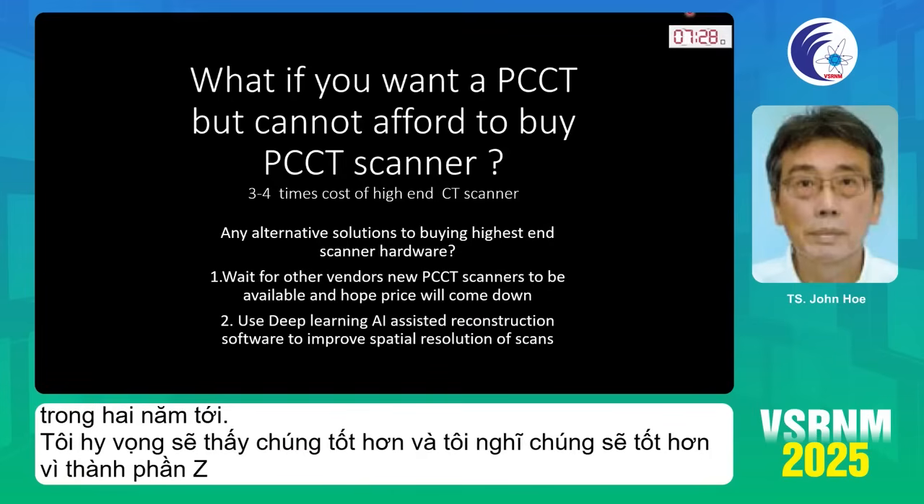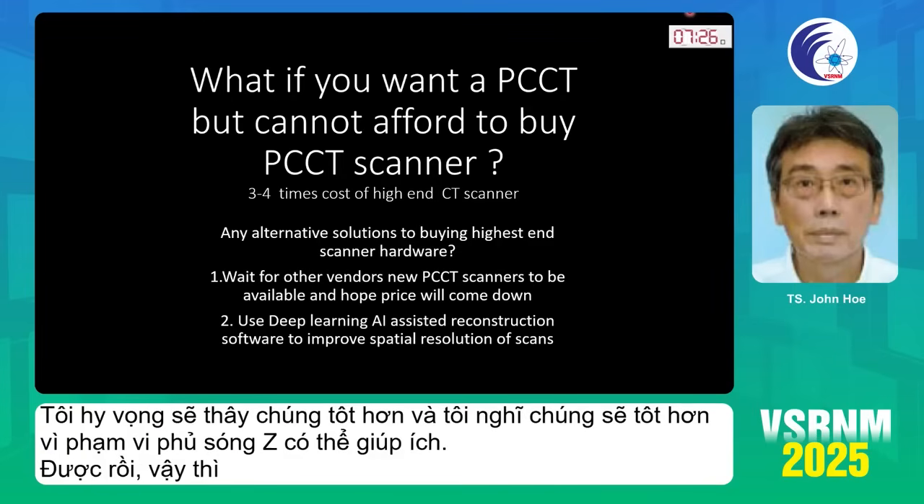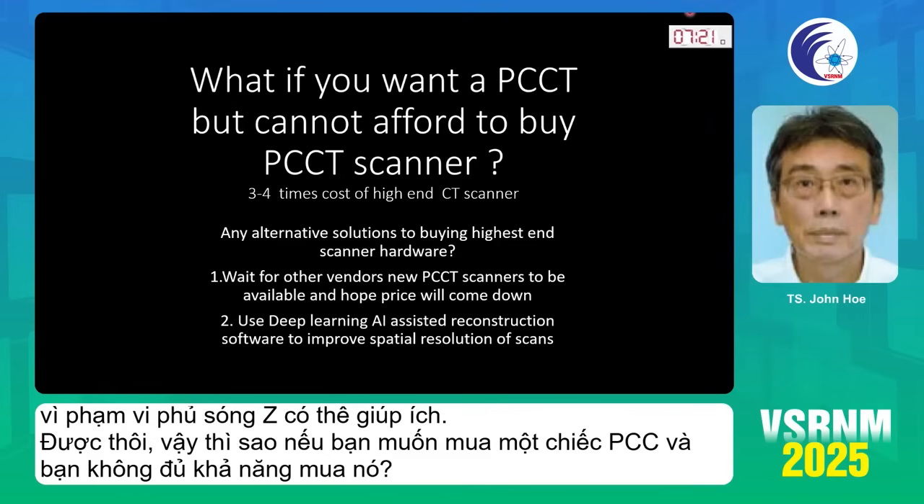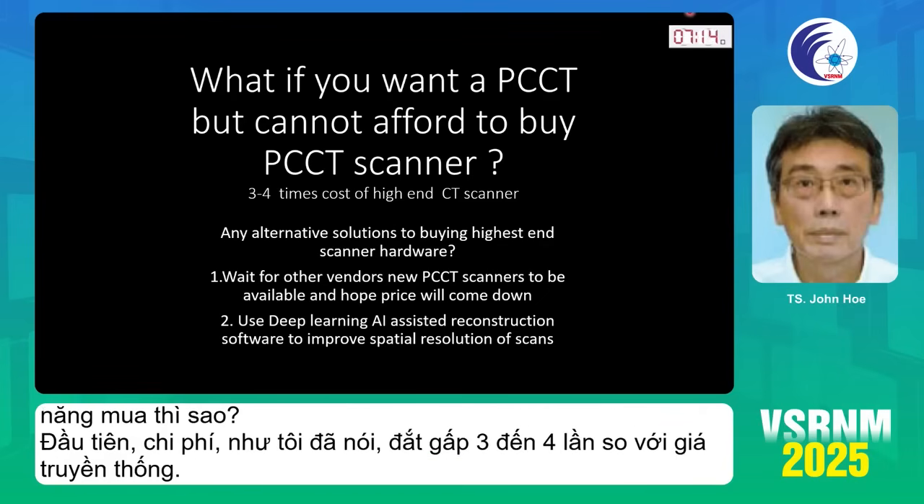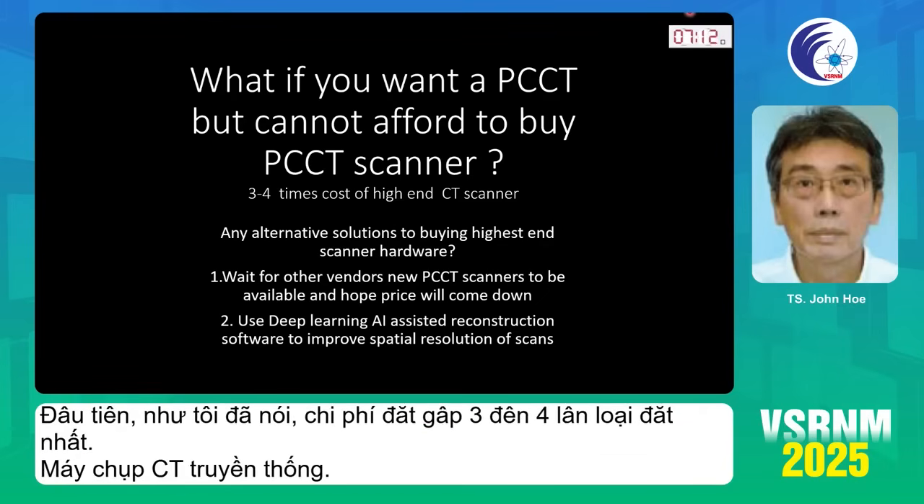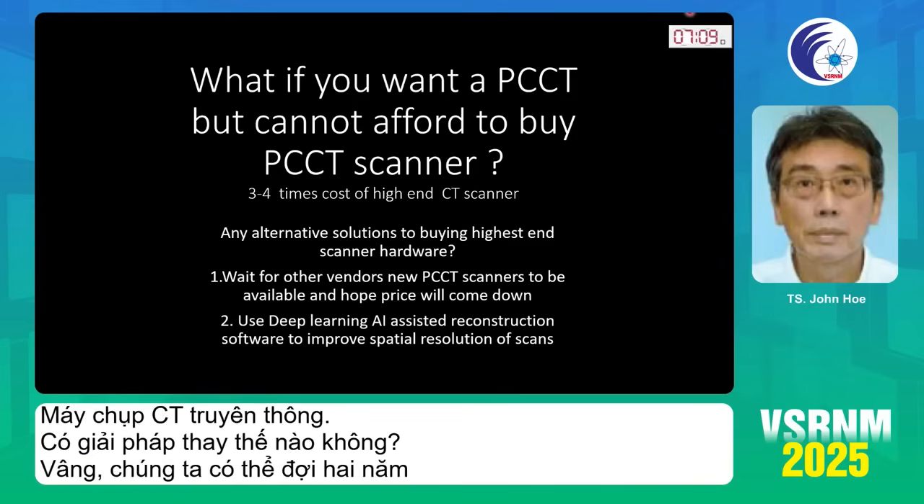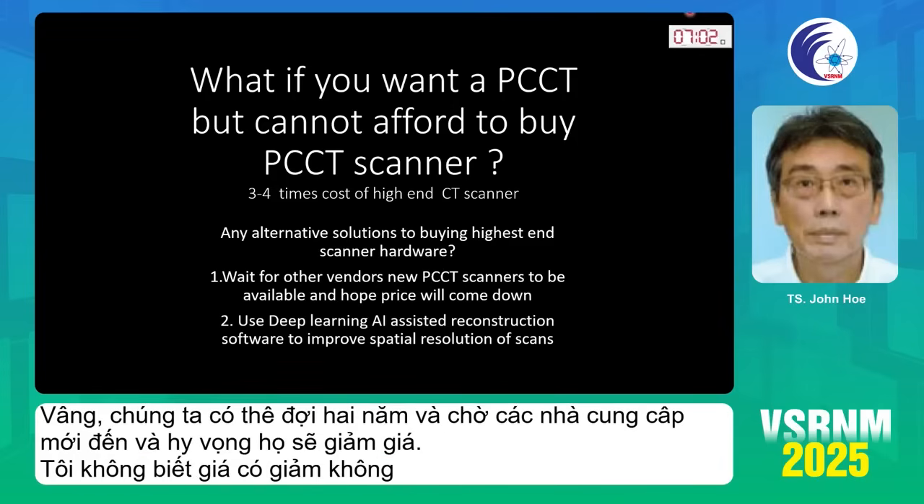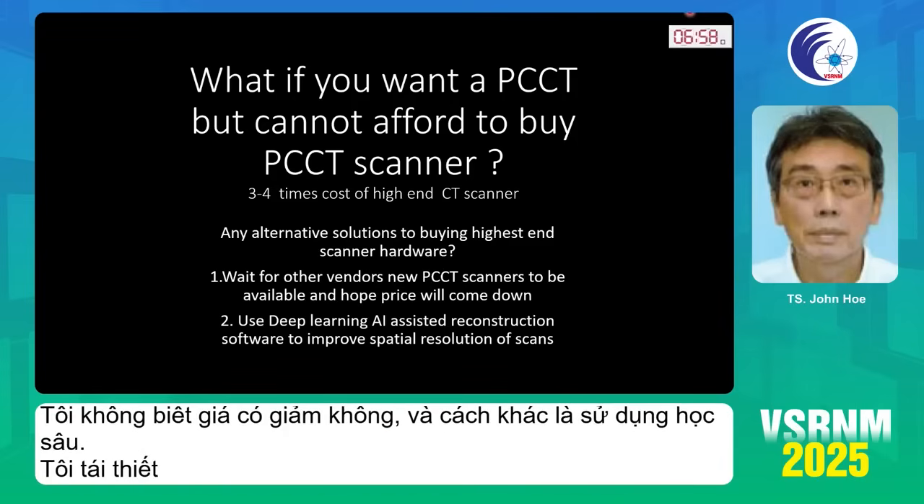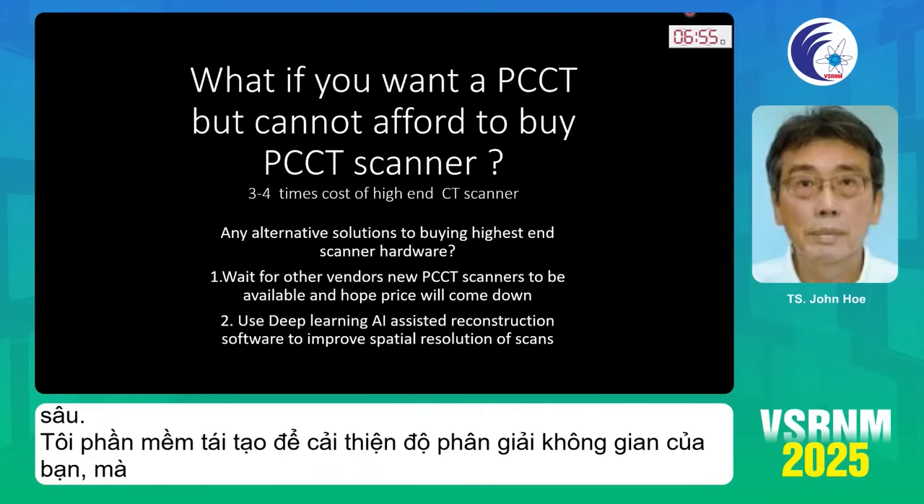So what if you want to buy a PCCT and you cannot afford to buy one? Firstly, the cost is, as I said, 3 to 4 times the most expensive traditional CT scanner. Is there any alternative? Well, we can wait for 2 years and wait for the new vendors to come and hope they will cut their price. I don't know whether the price will come down. And the other way is to use deep learning AI reconstruction software to improve your spatial resolution, which I will talk about in a little while.